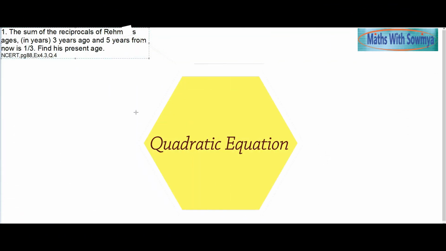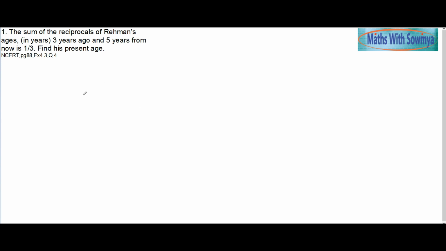In this, we deal with the word problems. The first one we have taken from NCERT exercise 4.3 question number 4. Question says the sum of the reciprocals of Rehman's age in years, 3 years ago and 5 years from now, is 1/3. Find his present age.